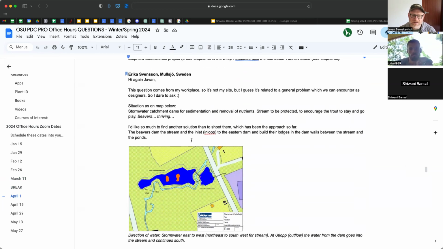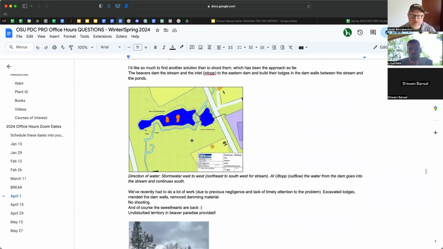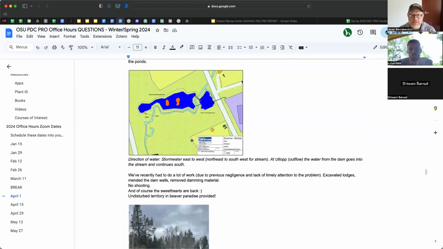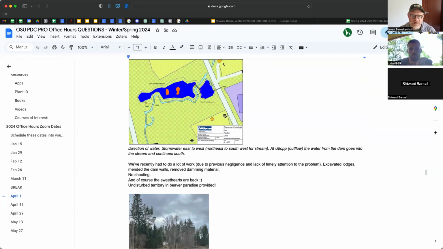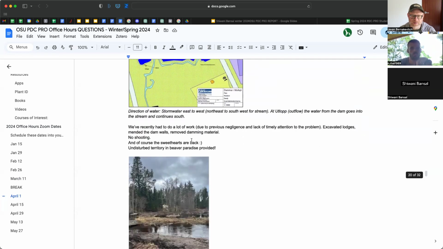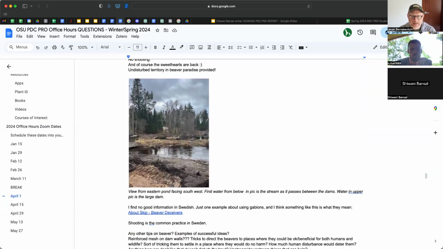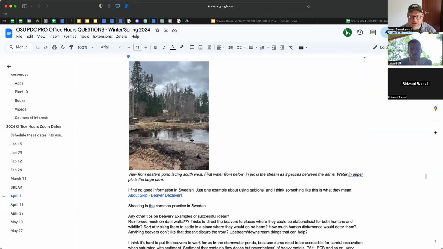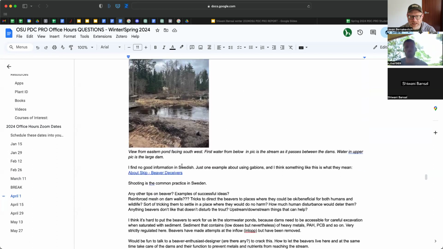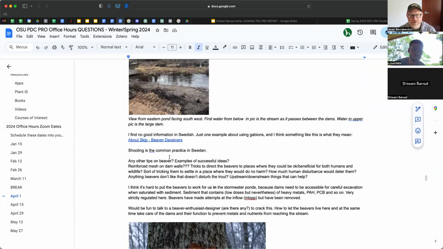The beavers dam the stream inlet to the eastern dam and build their lodges in the dam walls between the streams and the ponds. We've recently had to do a lot of work due to previous negligence and lack of timely attention: excavating lodges, mending dam walls, removing dam materials, no shooting, and of course, the sweethearts are back. Undisturbed territory in Beaver Paradise provided. I find no good information in Swedish, or just one example about using gabions. We'll come back to this, beaver deceivers. Shooting is the common practice in Sweden.